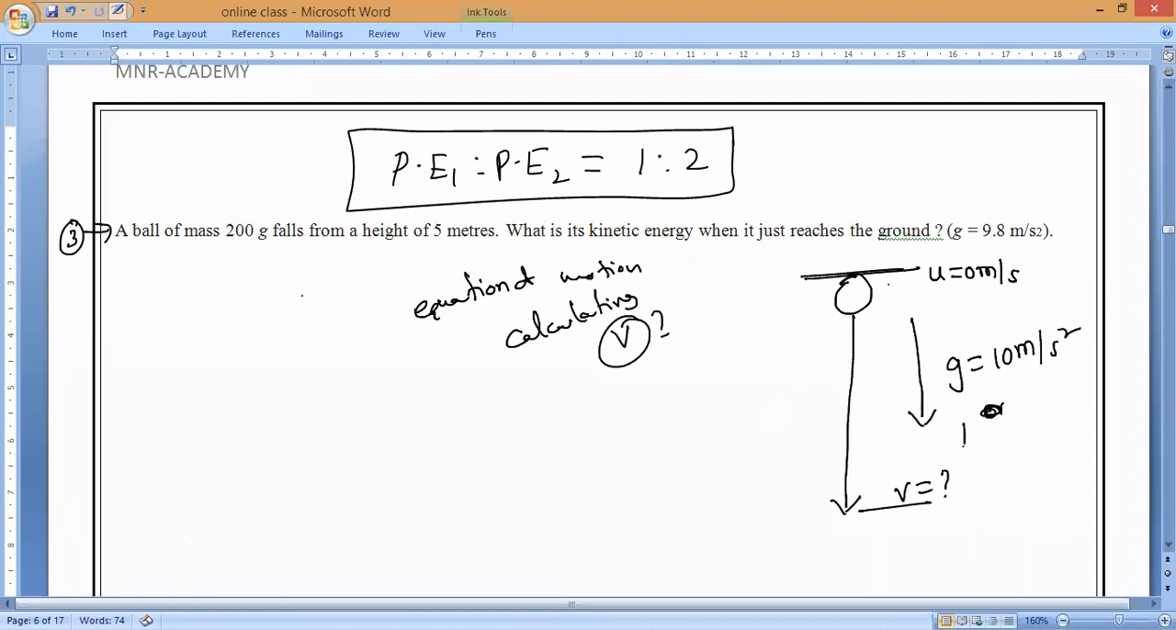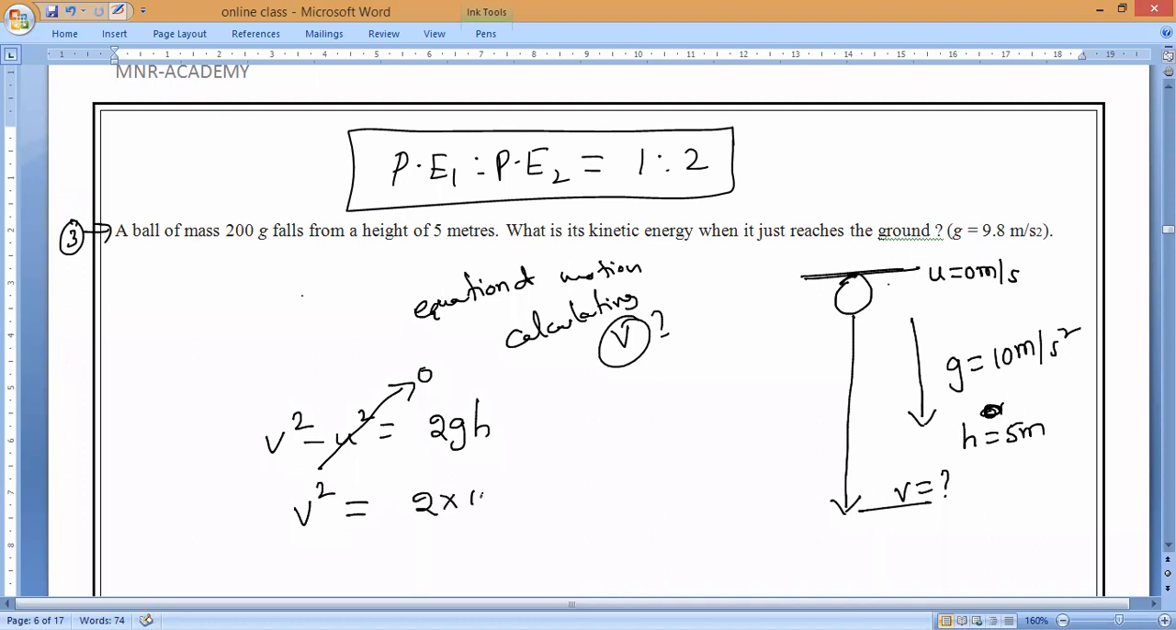And the height is equal to how much? 5 meters. Now you tell me, for velocity and position, which equation do we have to use? The third equation. Yes, very good. Third equation: v square minus u square is equal to 2gh. Now, as we know, the initial velocity is 0. We want v square only, yes or no, guys? No need to take the square root.